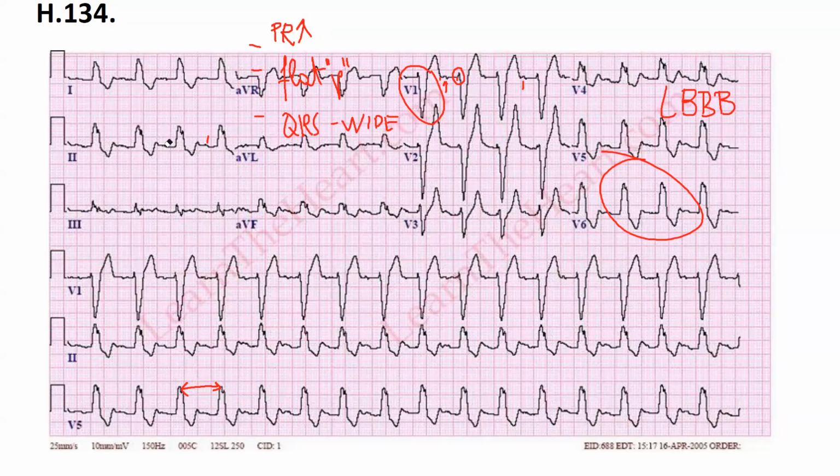Axis: lead one is positive, aVF is positive, so you are somewhere between here, because lead number 3 is about equiphasic. Good, so about 30 degrees. Next one.